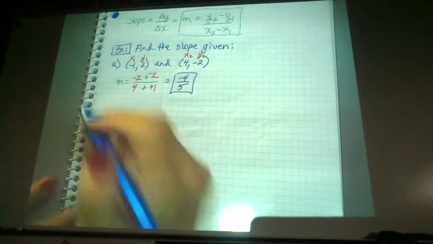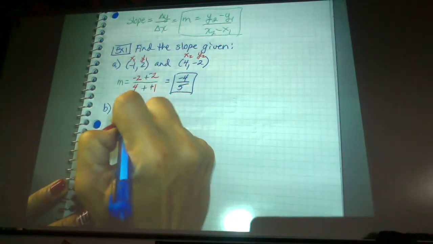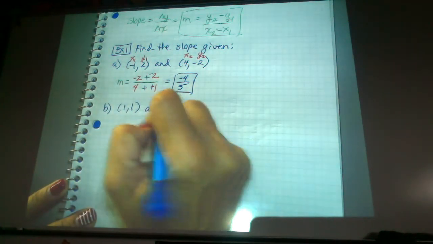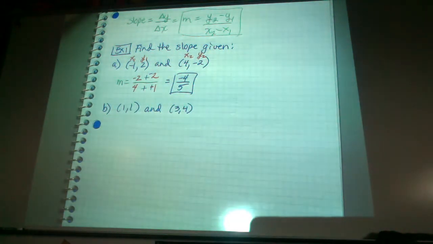So the second one is 1, 1, and 3, 4. Find the slope.